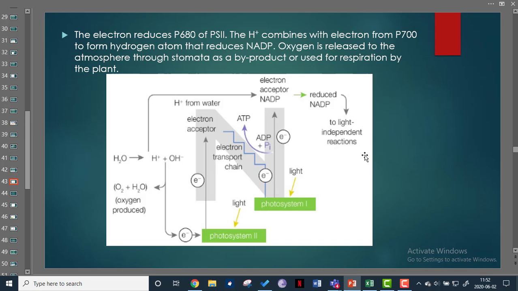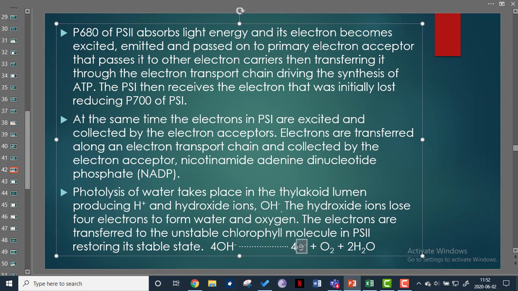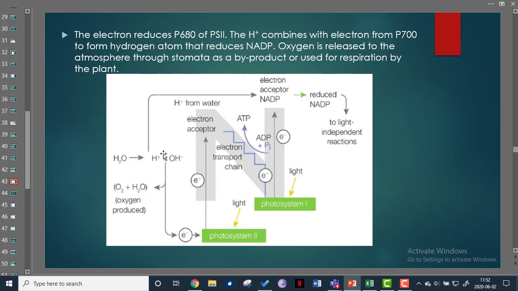Now, in this case, you see, we are saying that the electron reduces the P680 of photosystem 2. The electron I'm referring to is the one obtained from the splitting of water molecules. It is used to replace those that were lost in photosystem 2, meaning it reduces the P680. Then the hydrogen ion combines with the electron from P700 to form a hydrogen atom, which reduces NADP.